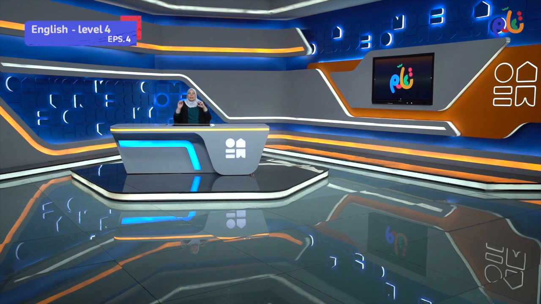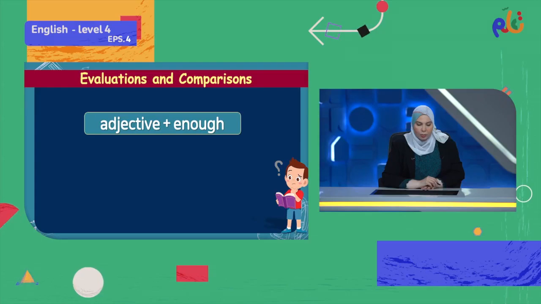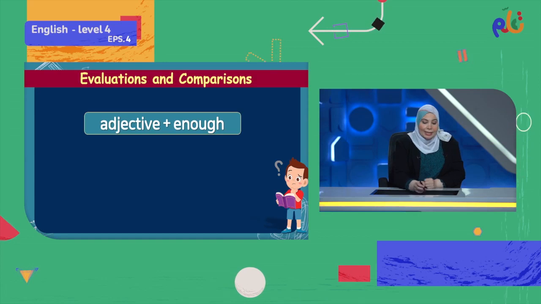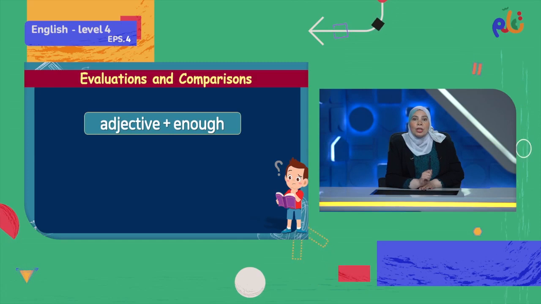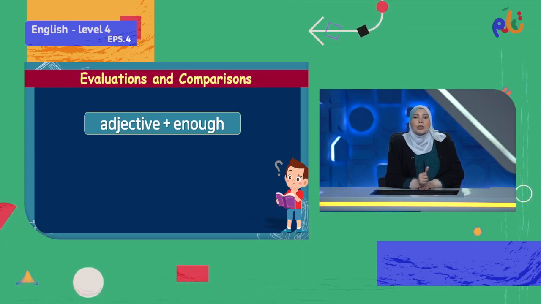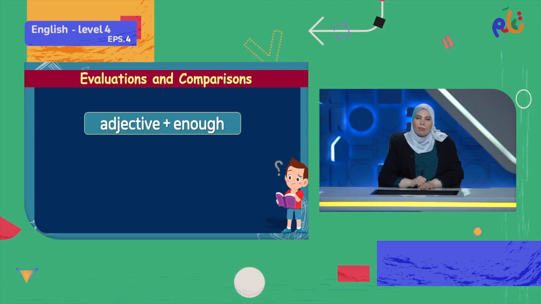So this part is where we need the grammar of comparisons and evaluation. Comparison and evaluation will help me talk about adjectives and description. I can evaluate something and I can speak about the negativities of it or the positivities, of course. So let's look at evaluation. The first thing is that I can use the adjective and enough. And we usually use it in a negative way to speak about the negativities of the flat.